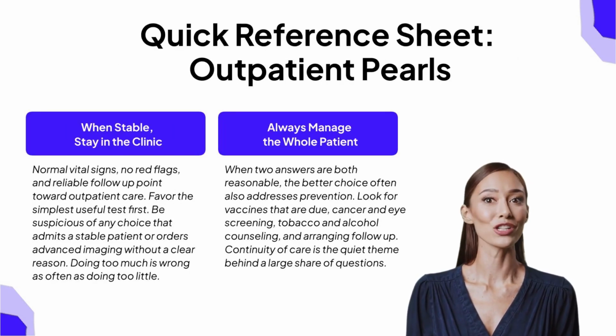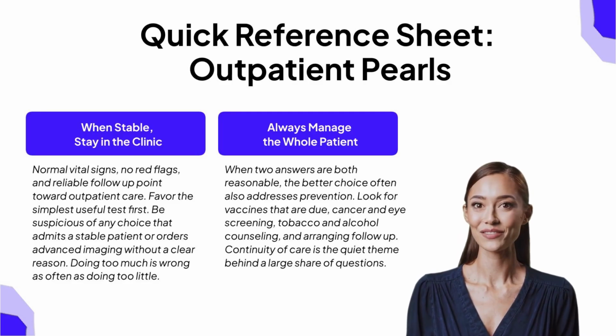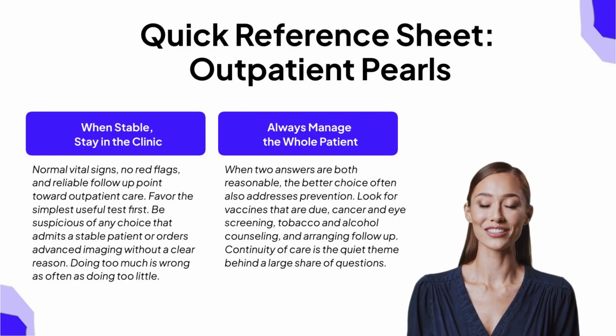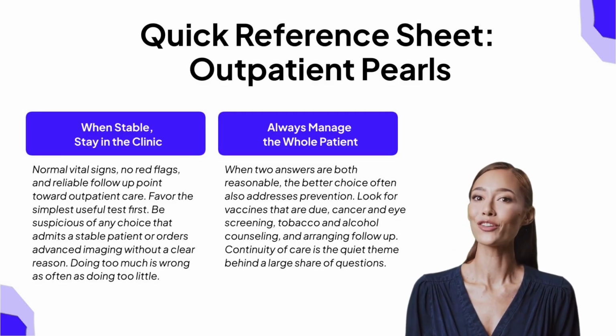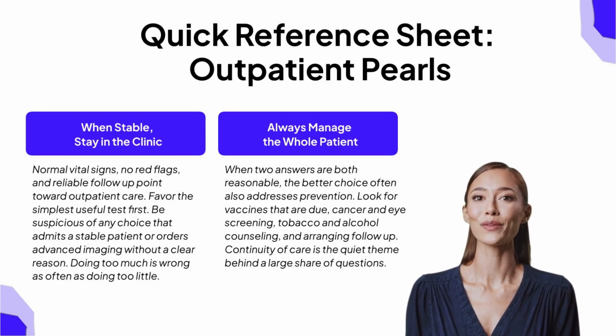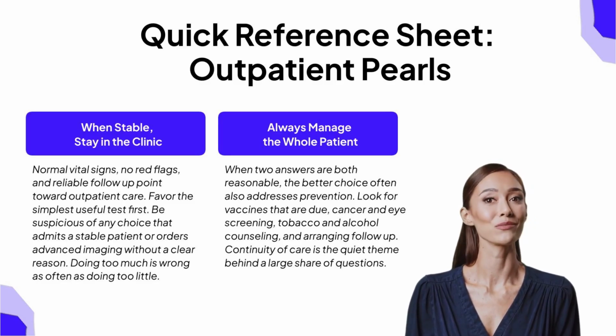Here is a quick reference sheet for outpatient pearls. When the patient has normal vital signs, no red flags, and reliable follow-up, keep them in the clinic and favor the simplest useful test first. Be suspicious of any choice that admits a stable patient or orders advanced imaging without a clear reason, because doing too much loses points as often as doing too little. And manage the whole patient. When two answers are both reasonable, the better one often addresses prevention.